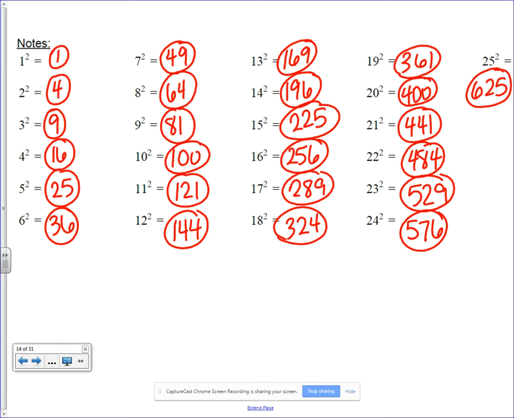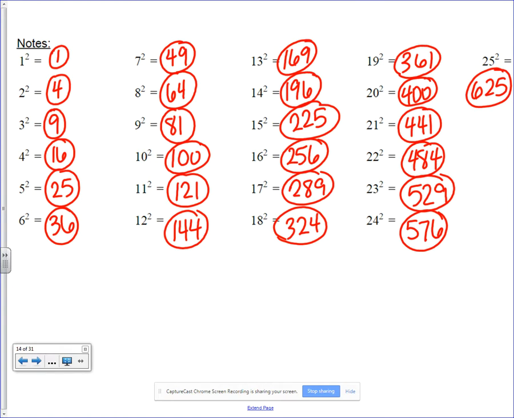Remember what perfect square means. If you take the square root, it will be a whole number. Is 20 a perfect square? No, 20 is not a perfect square. Is 324 a perfect square? Yes. Is 25 a perfect square? Yes, 25 is a perfect square.